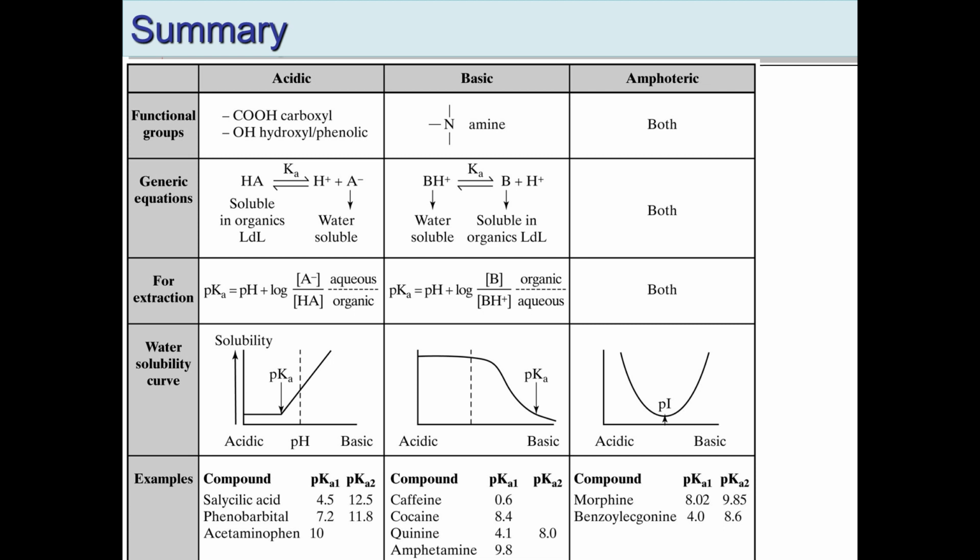And so when you're in between those two pKa values, it's very soluble, and so you would have this ion be, what am I trying to say? The ion would be very soluble in those cases.